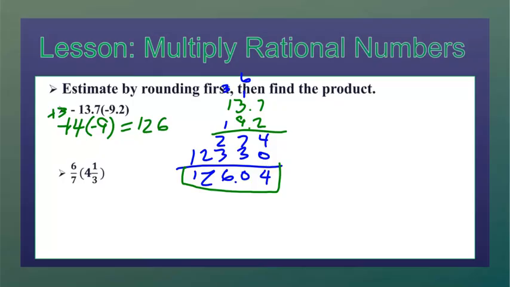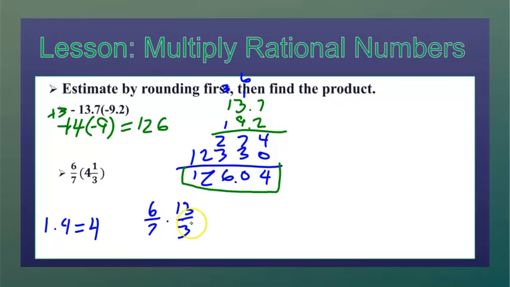Now this next one is fractions. So 6/7 we rounded to 1. 4 1/3, that's closer to 4. So I would have 4 times 1, which would be 4. Now if I were to find the exact answer, I would keep this as 6/7. I would change the mixed number into an improper fraction. So 3 times 4 is 12, plus 1 is 13. So this would be 13/3.